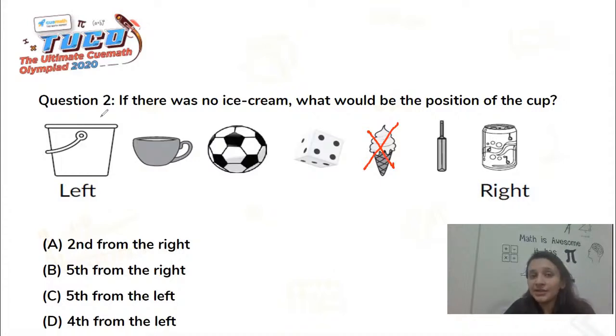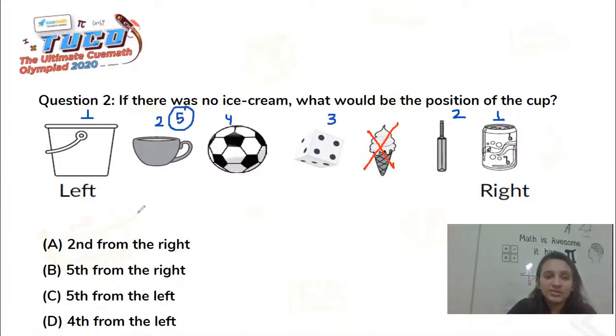So if we were to start counting from the left end, the bucket becomes the first, the cup becomes the second. So the position of the cup is second from the left. Now if you see from the right, it's 1, 2. We do not count the ice cream as we put a cross on it, because it says if there was no ice cream. So 1, 2, 3, 4, and 5. So fifth from the right end.